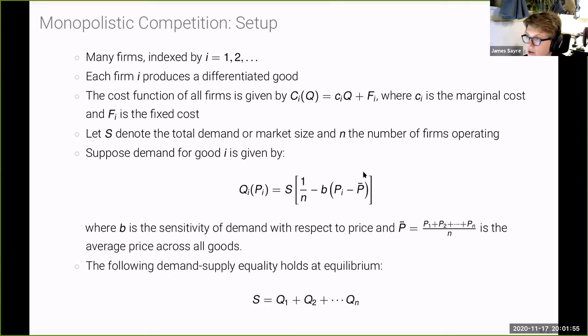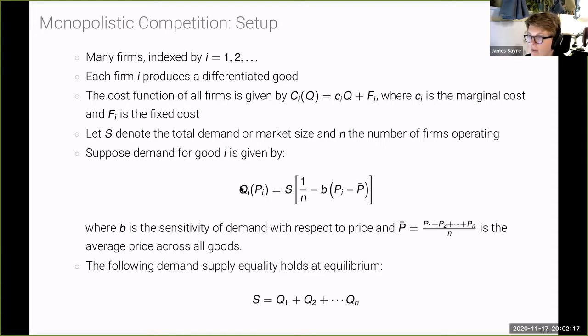There are a couple of new terms here. The first one is B. I'm going to call B the sensitivity of demand with respect to price. For instance, if demand is not sensitive at all to price, then B would be 0, and then demand for each good wouldn't be a function of price.